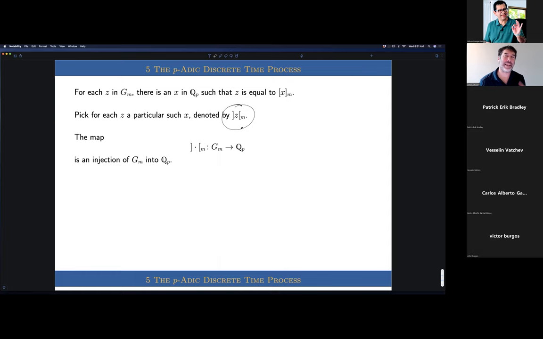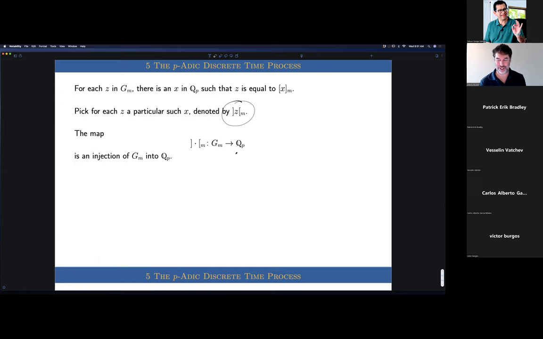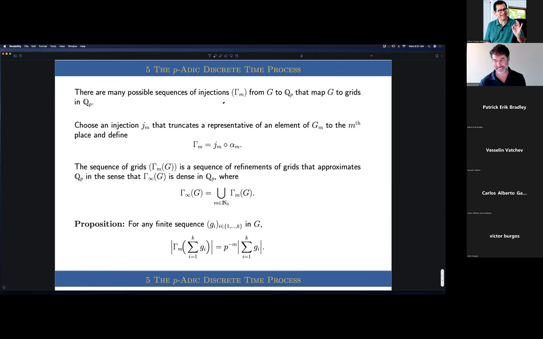It doesn't matter how you embed G_M into Q_p, as long as you take some representative of the equivalence class. So there are many possible sequences of these injections. We're going to choose some J_M that truncates a representative of an element of G_M to the mth place, and we define that to be our spatial embedding. We first refine, and then we pick a specific equivalence class. The one we choose will just be the truncation.